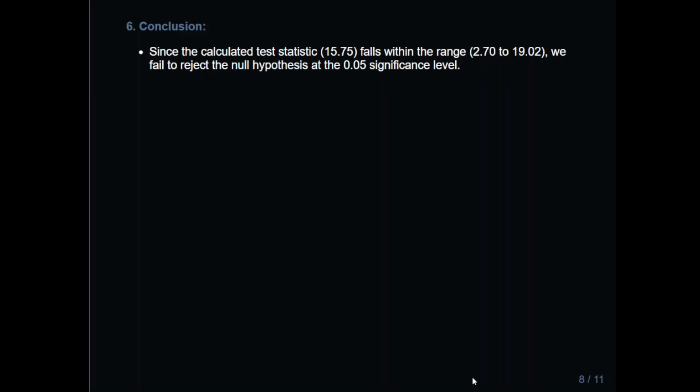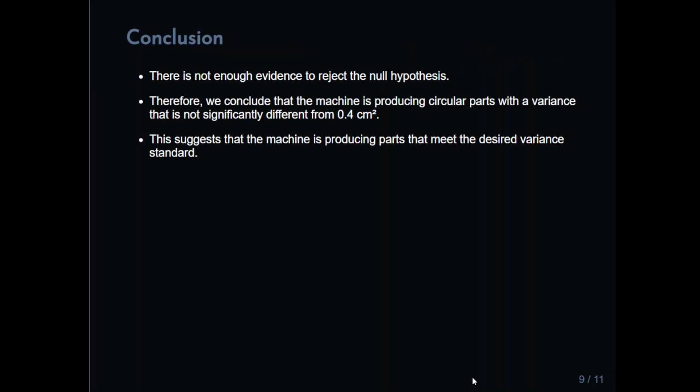So we fail to reject the null hypothesis at a 5% significance level. What does that mean? There's not enough evidence to reject the null hypothesis. Therefore, we can conclude that the machine is producing circular parts with a variance that is not significantly different from 0.4 centimetres squared, and this suggests that the machine is producing parts that meet the desired variance standard.